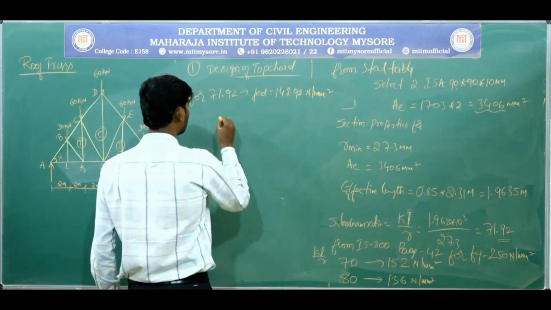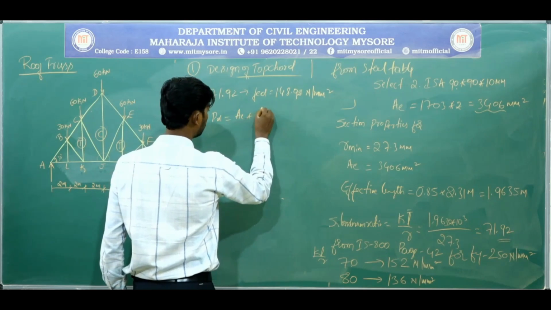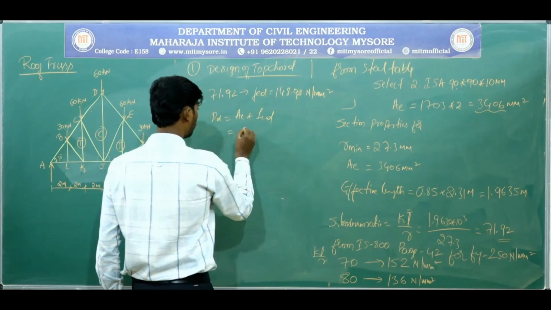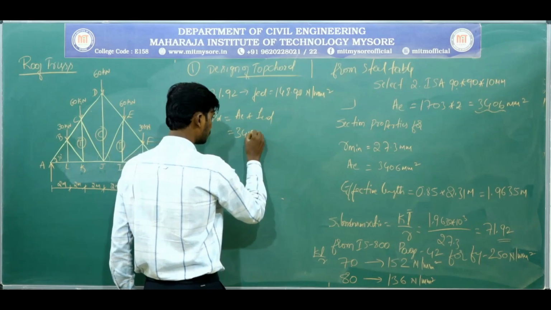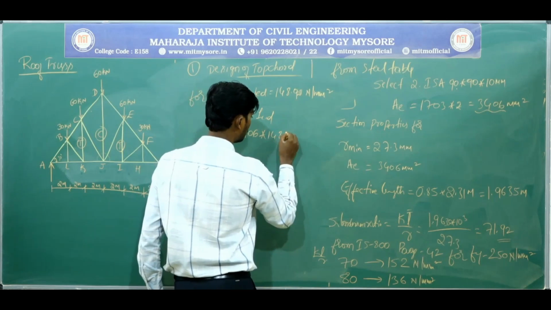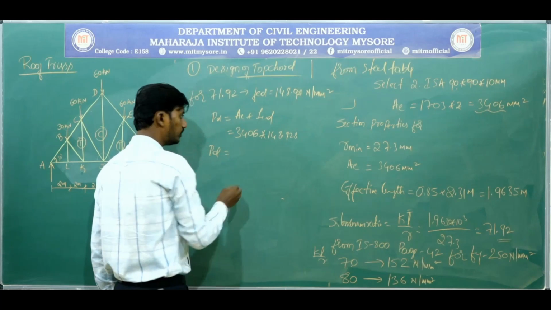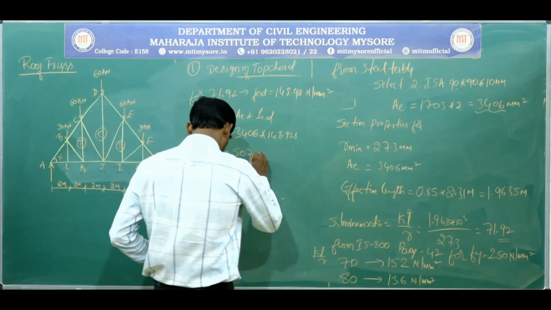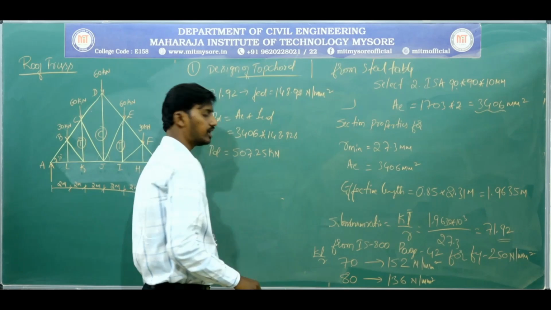So now let us put the value into the formula PD is equal to area into FCD. Effective area is how much we considered? 3406 into FCD, which is 148.928, which will give us PD as how much? 507.25 kilonewton will be coming.